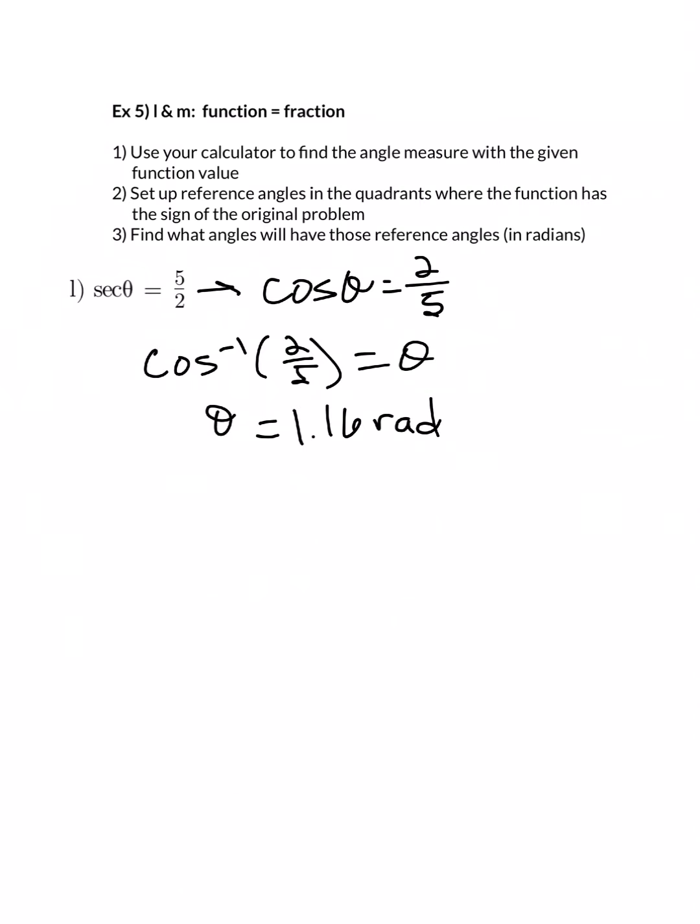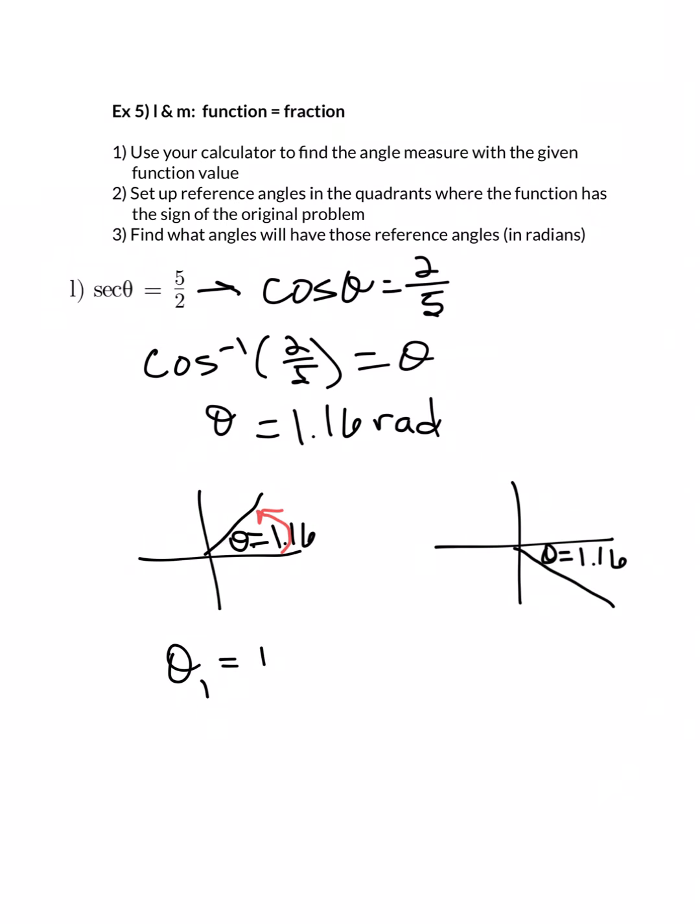So now let's think about where cosine is positive. Cosine is positive in the first quadrant and in the fourth quadrant. So our first angle will be in the first quadrant and it needs to have a reference angle of 1.16. Our other possible answer will be in the fourth quadrant and it needs to have a reference angle of 1.16. Your first answer then is, what's this angle measure? Well, from 0 to that line is 1.16. So our first angle is 1.16.